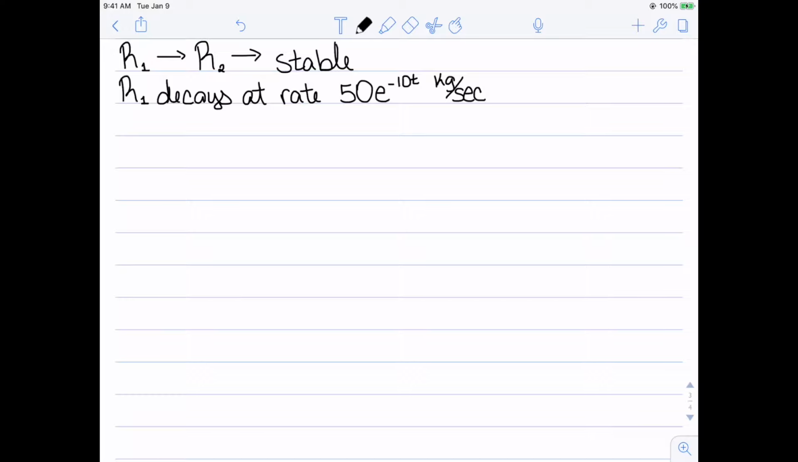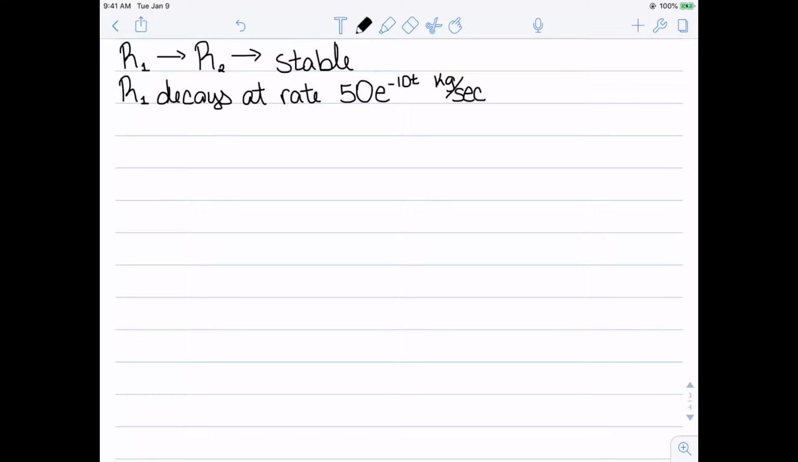For our next one, we're going to consider an actual application of why we might want to use this. So let's suppose a rock contains two isotopes. We'll call them R1 and R2, and they belong to the same series. This means that my isotope R1 will decay into my isotope R2, which then decays into stable atoms. We're going to assume that R1 decays into my R2 isotope at a rate of 50 times e to the negative 10t kilograms per second.